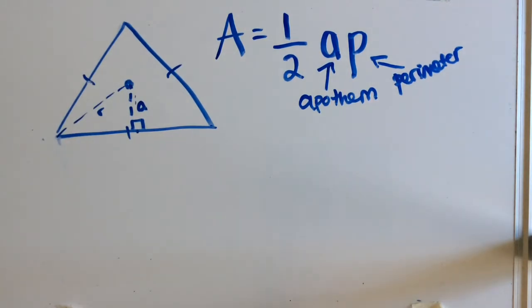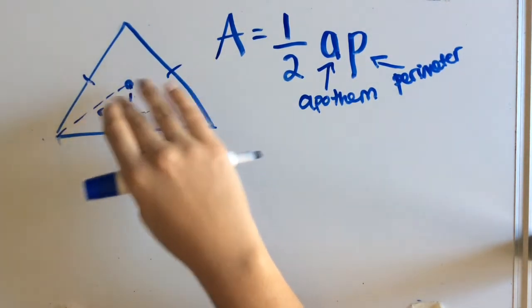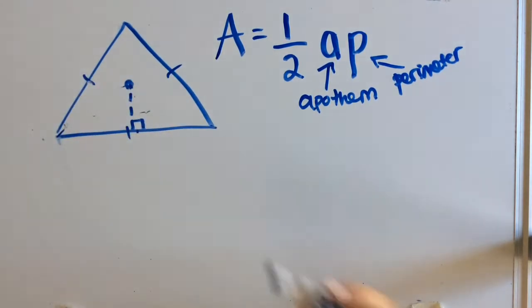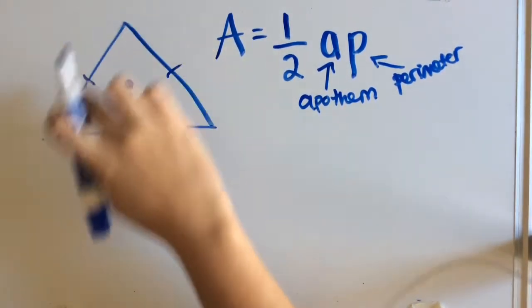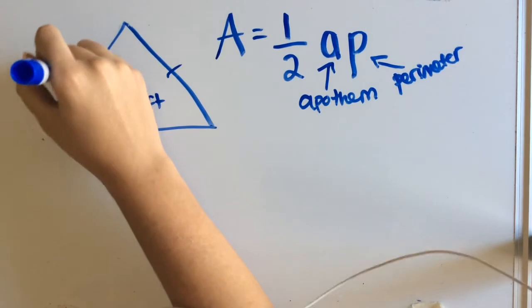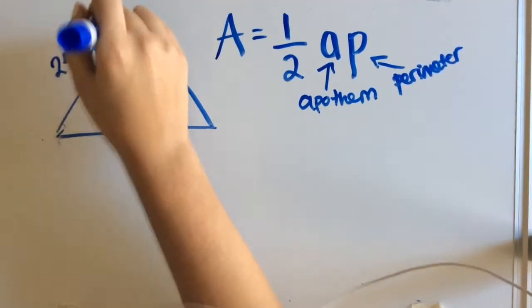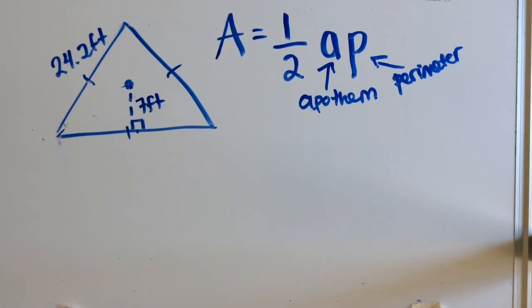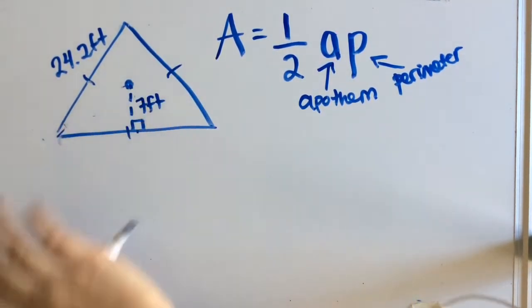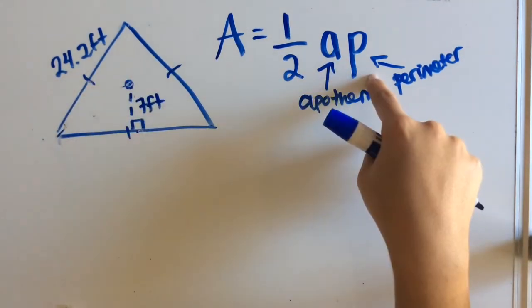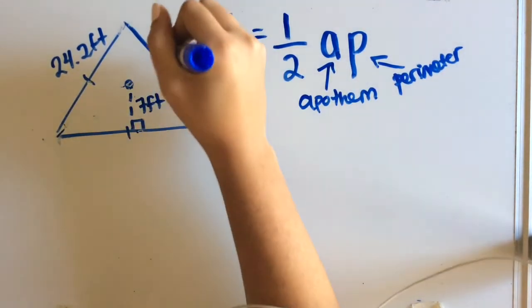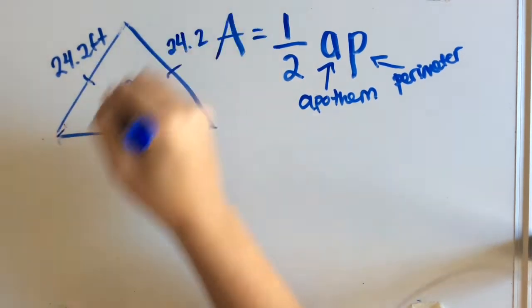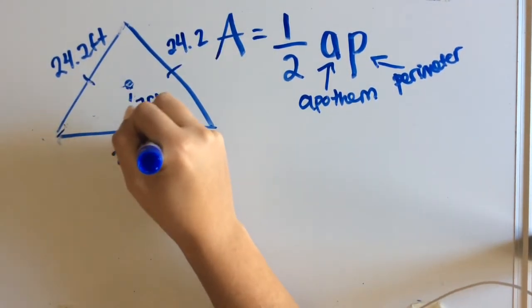So let's do an example with this triangle right here. I was just labeling the sides. The only information given for this triangle is that this distance is 7 feet and that the distance of one side is 24.2 feet. Okay, and all I really need is that apothem and the perimeter. So I have the apothem, I don't quite have the perimeter, but I have one side. But this is a regular polygon, so if one side is 24.2, then all the sides are 24.2, right? And I can find the perimeter that way.